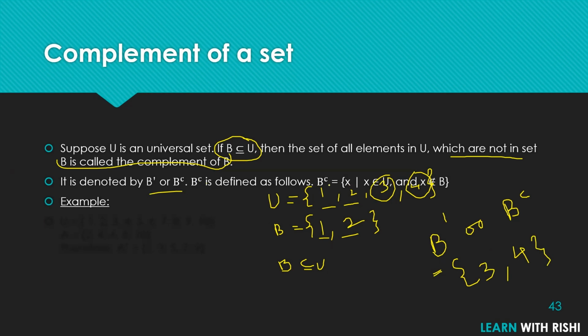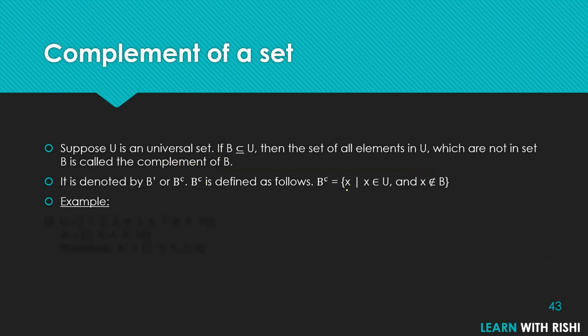It is defined as follows: the set of all x such that x belongs to the universal set and x does not belong to set B. Those particular elements belong to the universal set, but they don't belong to set B. Those elements are known as the complement of set B. Here we have defined it for set B, but you can take any set: set A, set B, set C, set D, any set you can take.